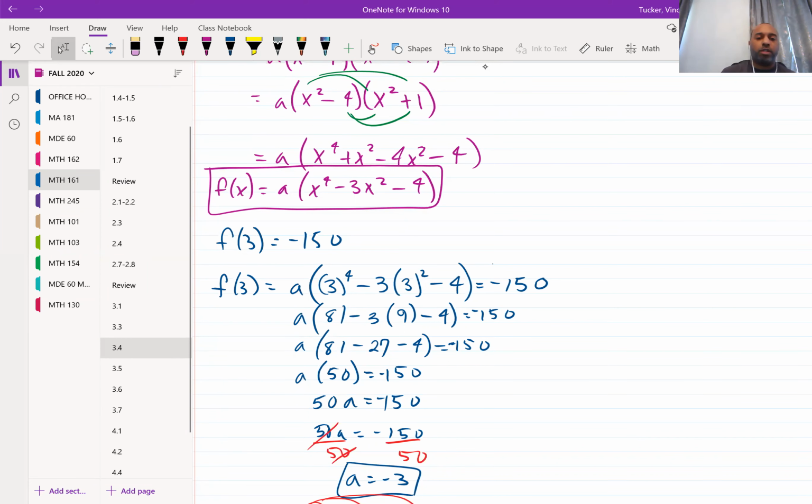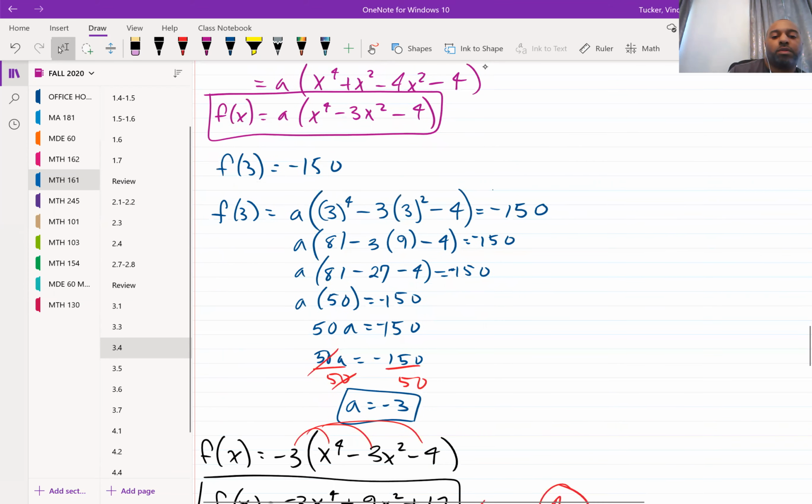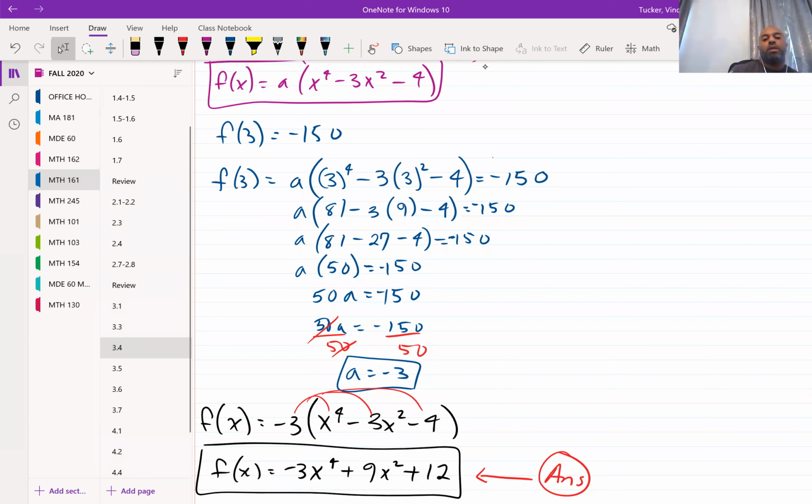All right, any questions before we finish this one off? All right, so A is equal to negative 3. Go ahead and plug that in for A.